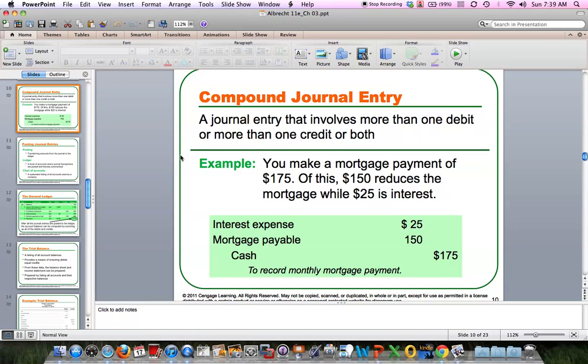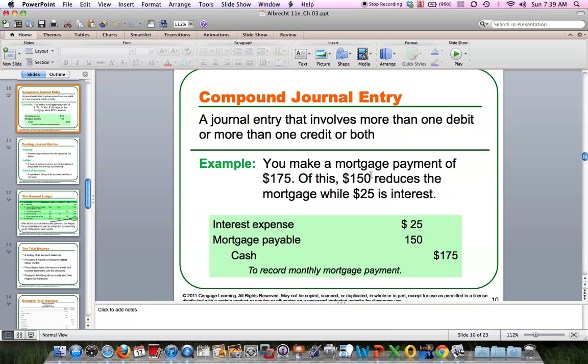So here's another example right here. A compound journal entry. Compound means there's more than just one debit and one credit. Now we could have a couple of debits and/or a couple of credits or more. So there are multiple accounts that we're going to be debiting and crediting in the same journal entry. So more than one debit or more than one credit or both.